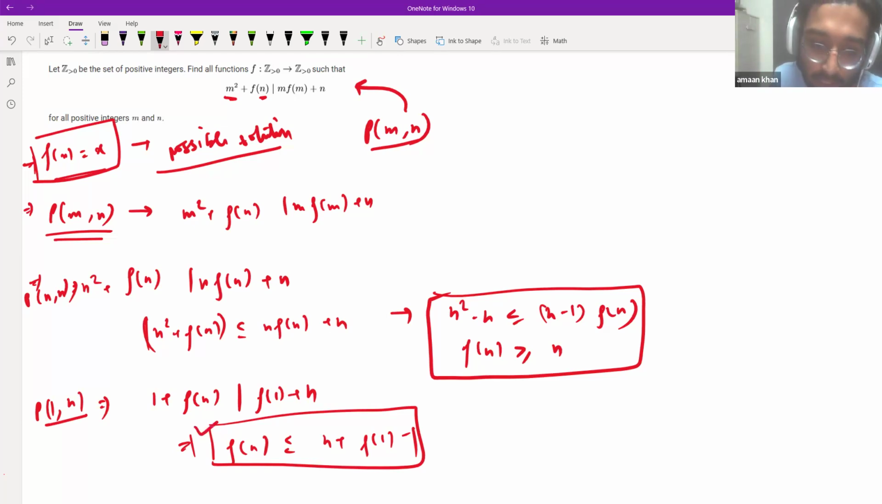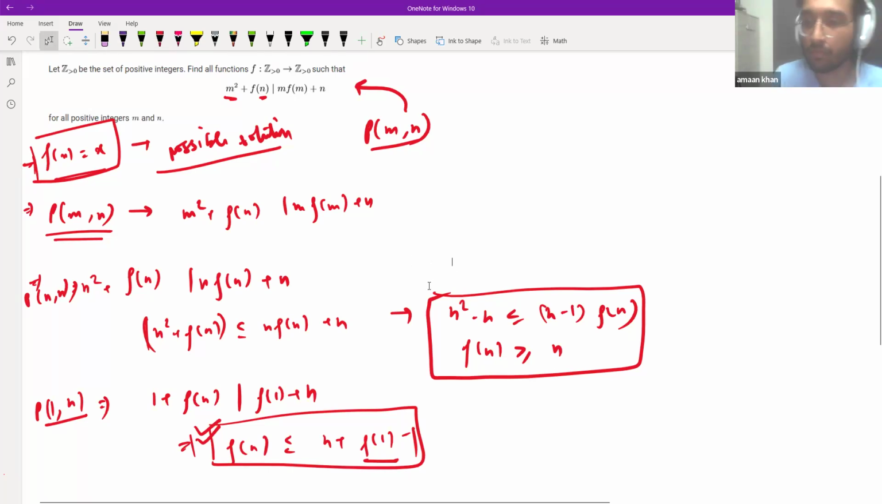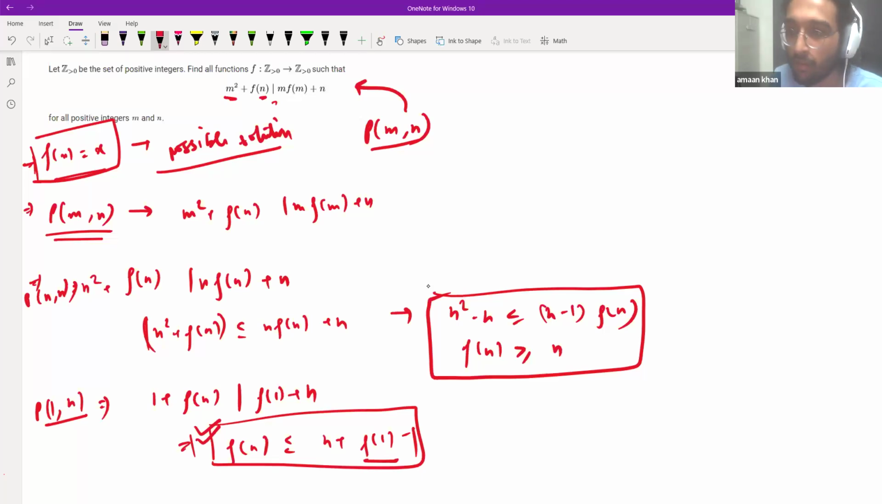So you do have an upper bound on f of n, but you don't really know what f of 1 is right now, so it won't really help that much. Also, apart from just bounding, you need to use the divisibility in some sense. Currently you're only using divisibility to obtain bounds, but it is a much stronger condition.